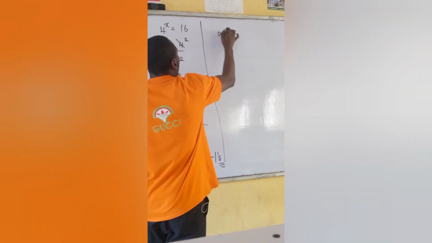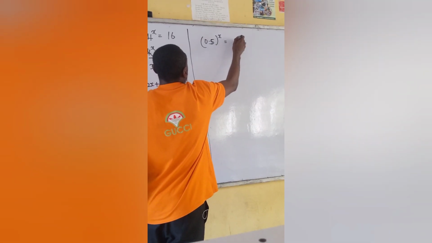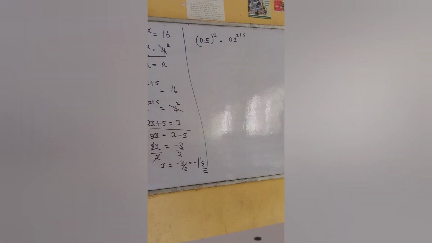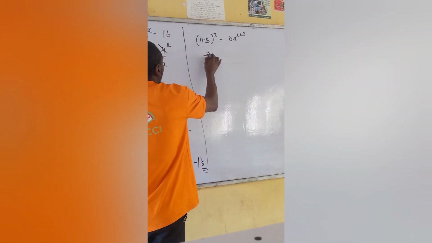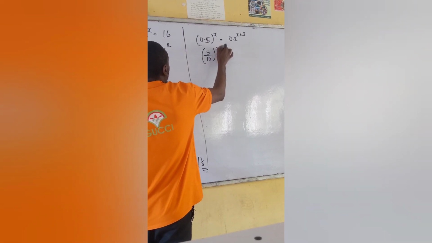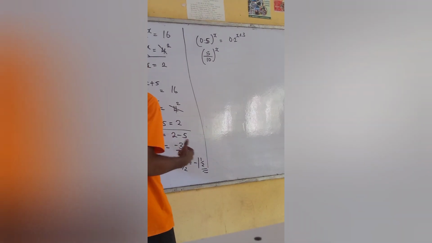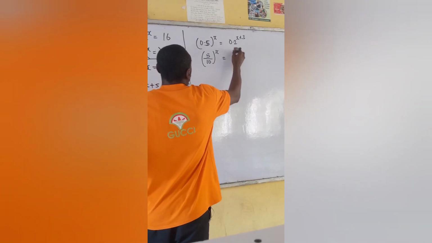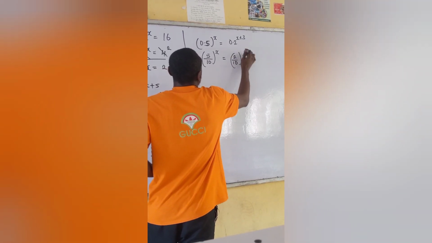I can have 0.5 raised to the power x is equal to 0.2 raised to the power x plus 3. In such a case, no matter how you try, it is practically impossible to convert both sides to the same base. So this means 5 over 10 all raised to the power x, when you change this 0.5 to a fraction. It's 5 over 10, or you can say it's 1 over 2. And this is equal to 0.2, which means 2 over 10 as well, 2 over 10 all raised to the power x plus 3.